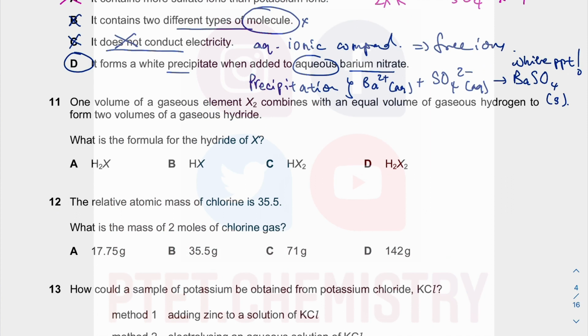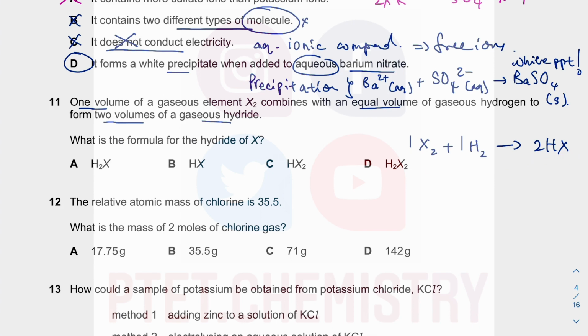Number 11. So they talk about one volume reacting with equal volume of gaseous hydrogen to give you 2 volumes of gaseous hydride. So X2 plus H2 give you 2HX. Why do I say 2HX? Because when you have 1 mole of it and 1 mole of it, and you get 2 volumes of something, the only thing you can get 2 volumes of is if you have HX, because if you have something else, then the equation cannot be balanced because there's no other product.